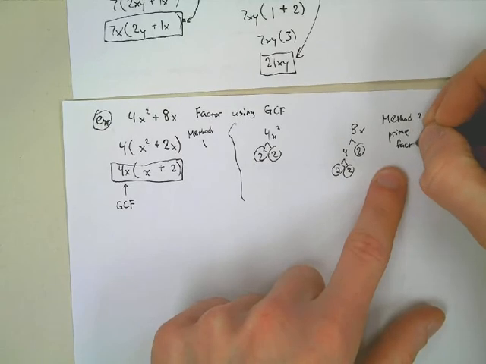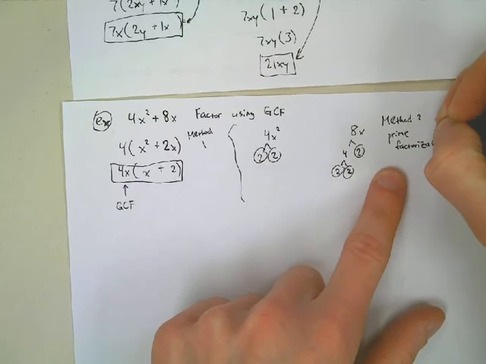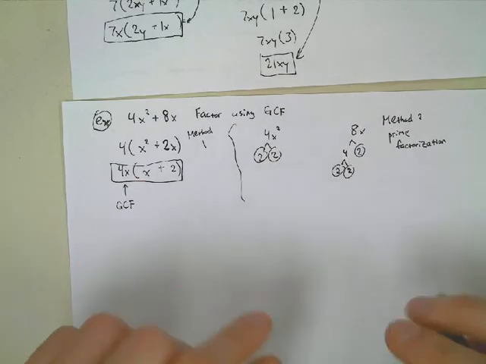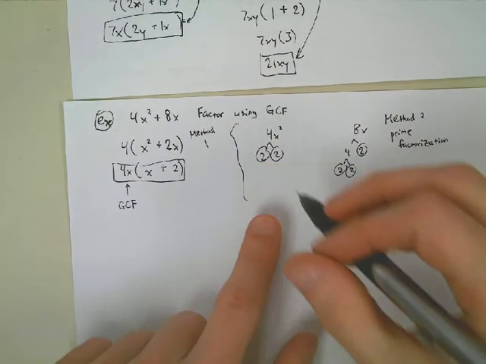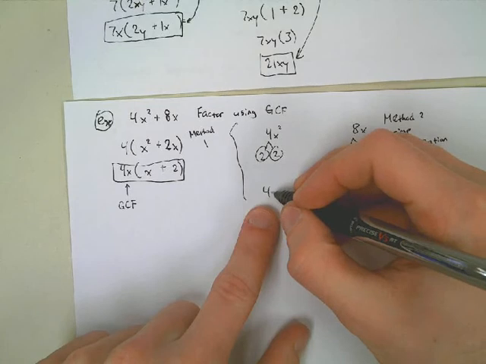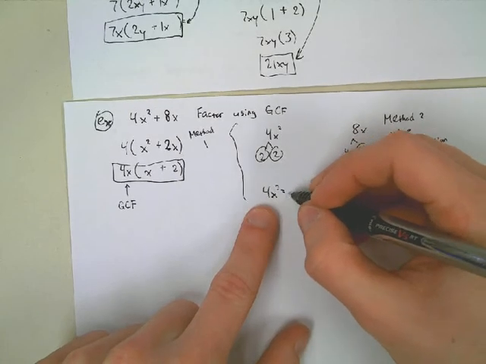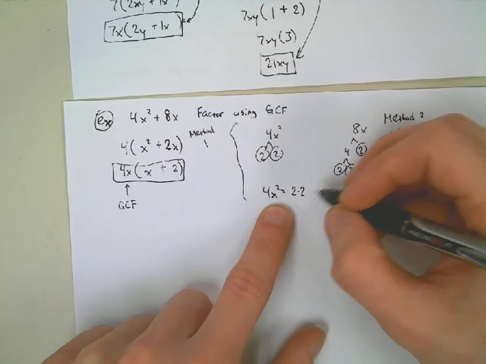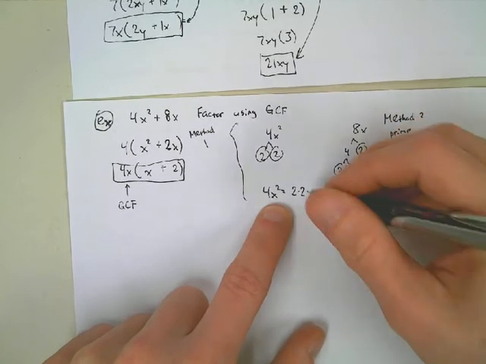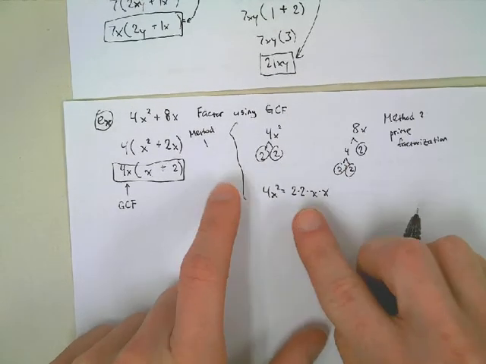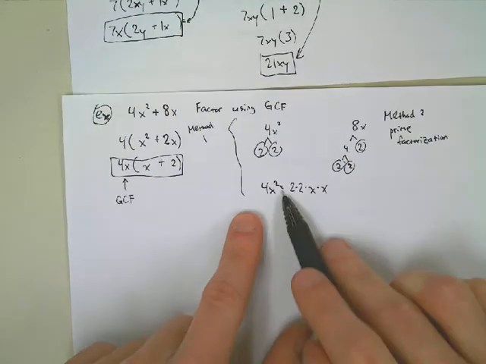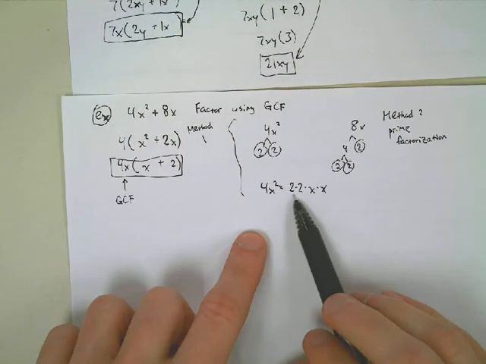So 4x squared is equal to, well, 4 is equal to 2 times 2, but then we have x squared, so what should I write after that? x times x. So I'm going to expand out 4x squared. You see how I did that? I took 4x squared and expanded it out into its primes. 4x squared is 2 times 2 times x times x, right? 8x, well, that's going to be 2 times 2 times 2 times what? Times x.